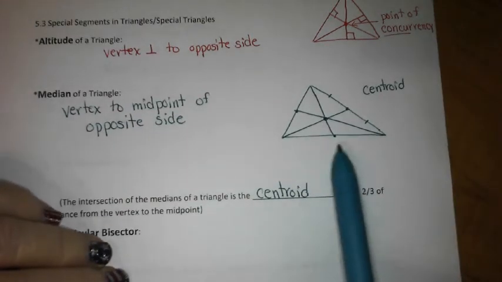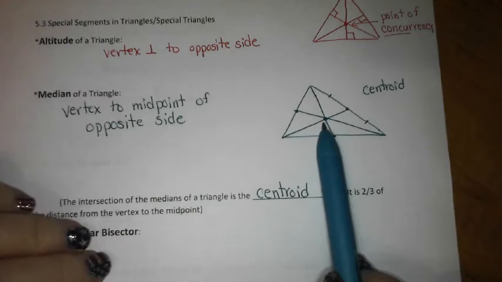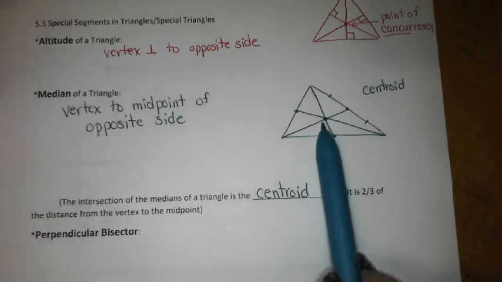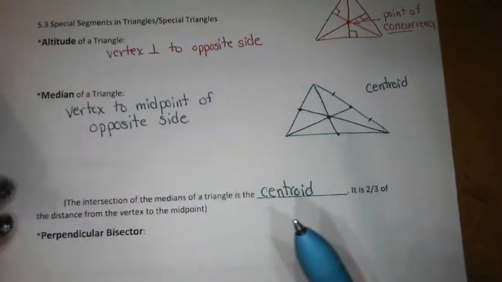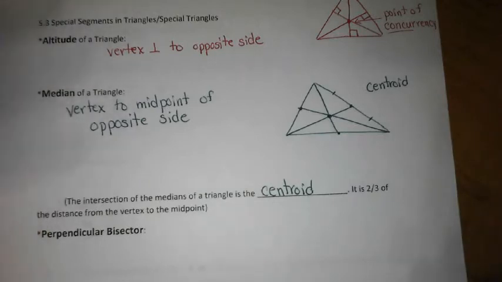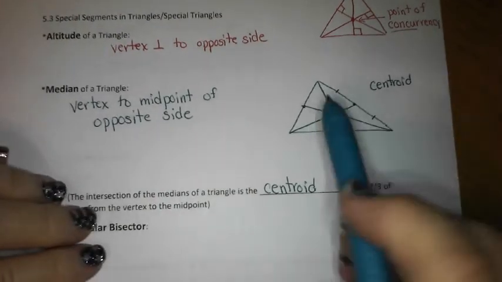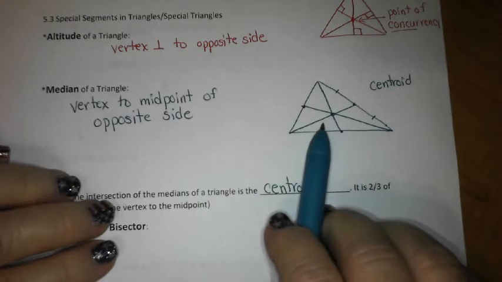The centroid is kind of cool. It's the center of gravity of this triangle. So if you made a triangle out of a solid shape, out of cardboard or out of wood, and you found this centroid, you could actually balance it on the tip of a pen, because that would be the center of gravity where it would balance. So it's kind of a cool spot.